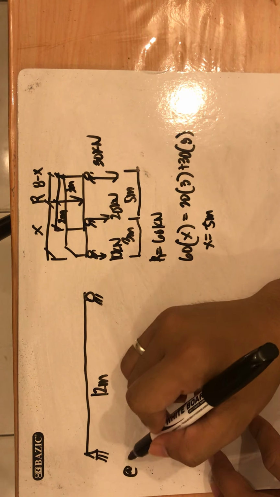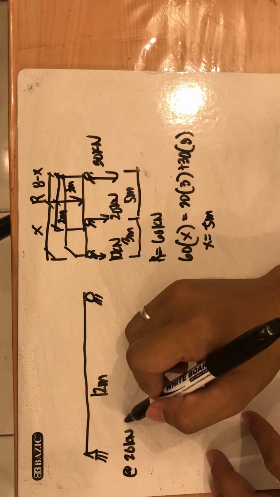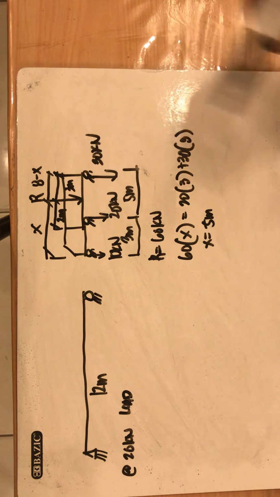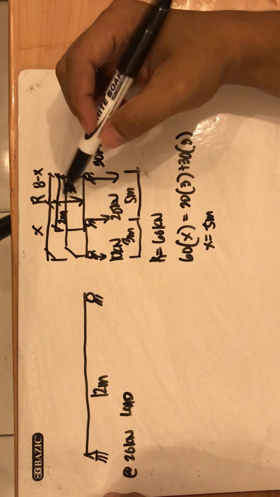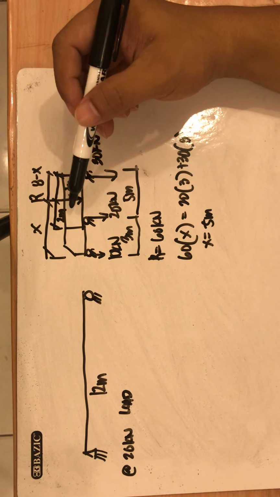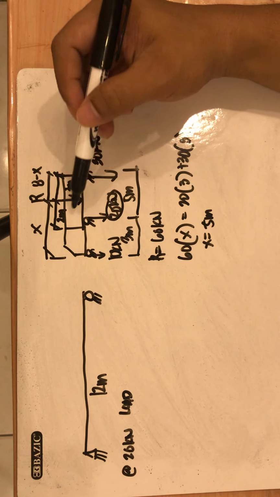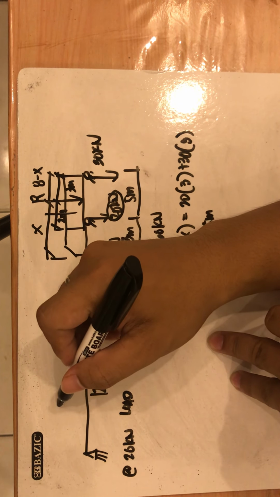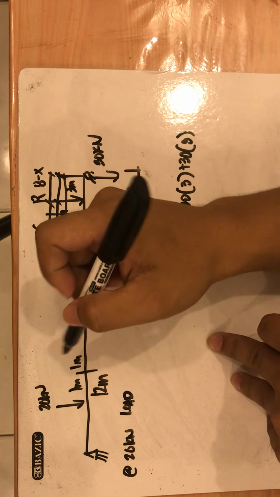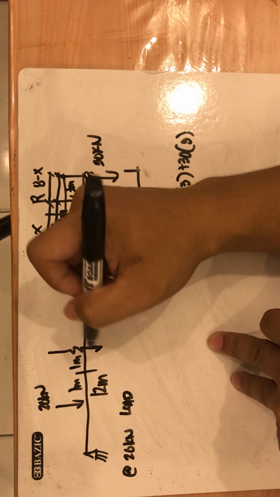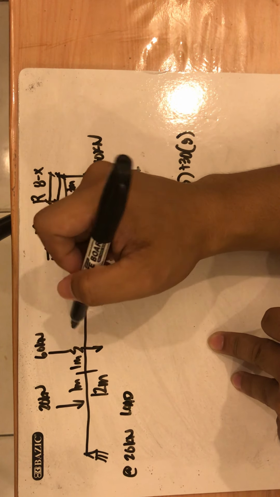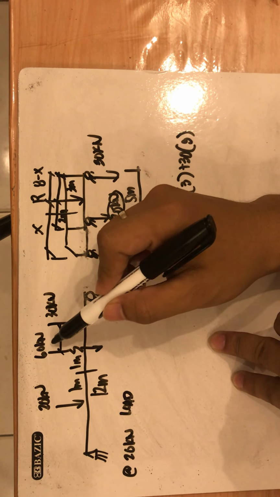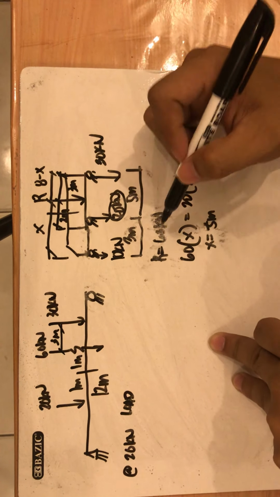So, first, at the 20 kilonewton load. Since this is 2 meters, we divide it in half, so it becomes 1 meter and 1 meter. Here is our 20 kilonewton load, and here is our resultant, 60 kilonewton. Then here is the 30 kilonewton. The distance from 60 to 30 is 3 meters.